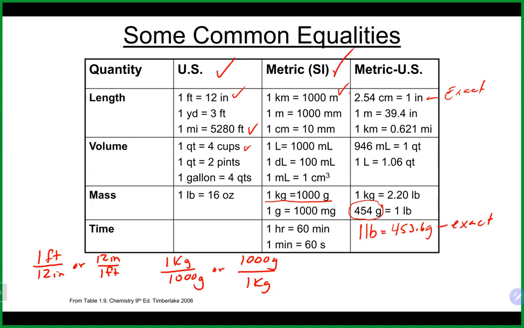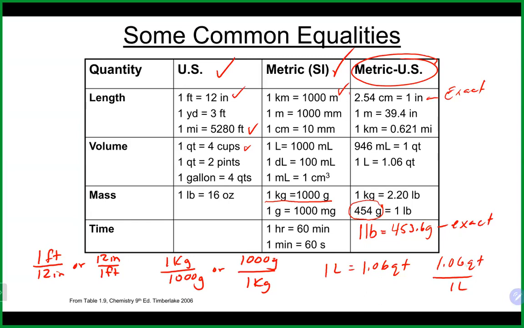If we use metric to metric, you do not have to worry about significant figures. But if you're going to pull something from this column, you do have to look at the significant figures in those conversion factors. So for example, 1 liter is 1.06 quarts, and we use this as a conversion factor of 1.06 quarts over 1 liter. We would look at the significant figures here when we're doing our calculation.